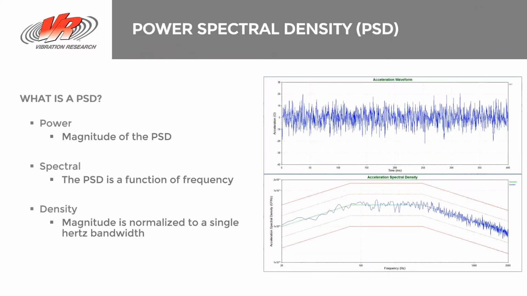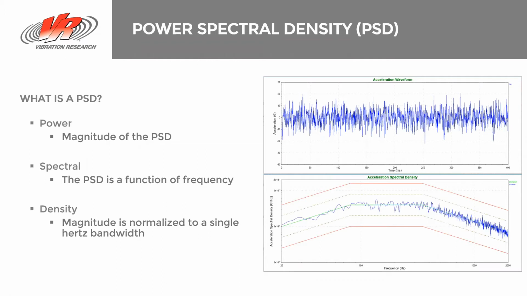So PSD, as I mentioned, is a power spectral density. Power defines the magnitude of the PSD, so we can think about how much power is there at each frequency. Spectral is defined in the frequency domain, right? So we've defined a power based upon the frequency. And finally, density: we normalize the magnitude to a single hertz bandwidth. I'll explain that as we talk about how to calculate it.